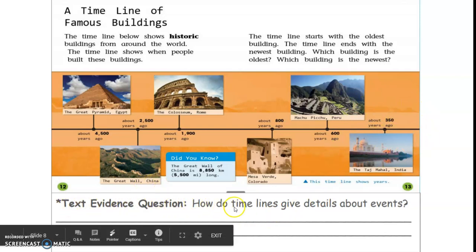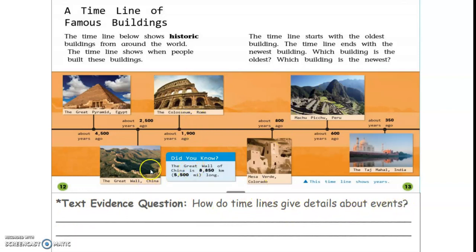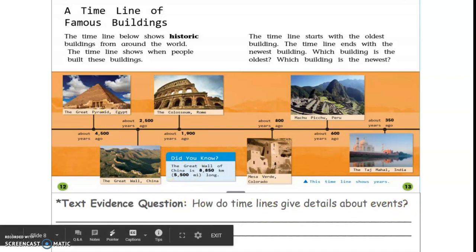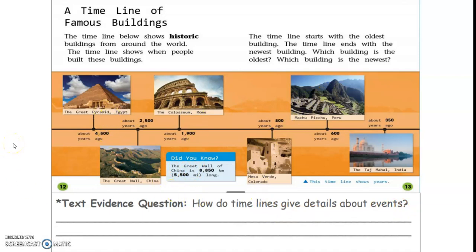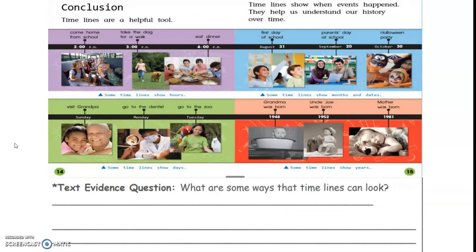Text evidence question. How do timelines give details about events? How does each of these give a detail about an important event? Remember, a detail is an important piece of information. All right, here we go. Conclusion. Timelines are a helpful tool. Timelines show when events happened. They help us understand our history over time.